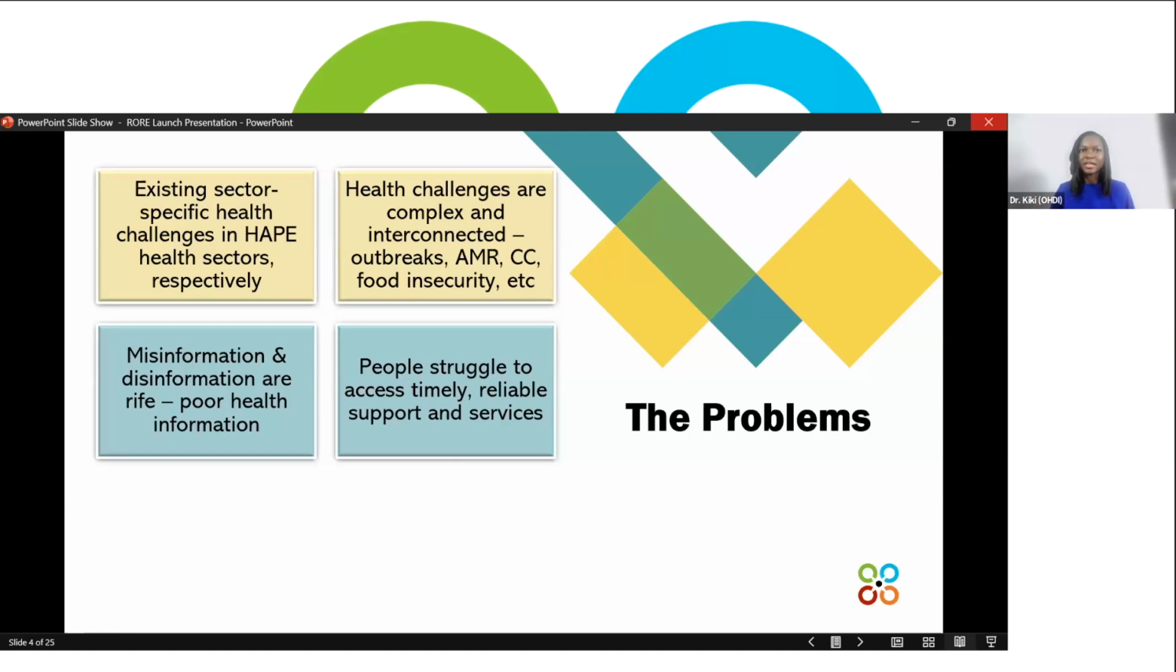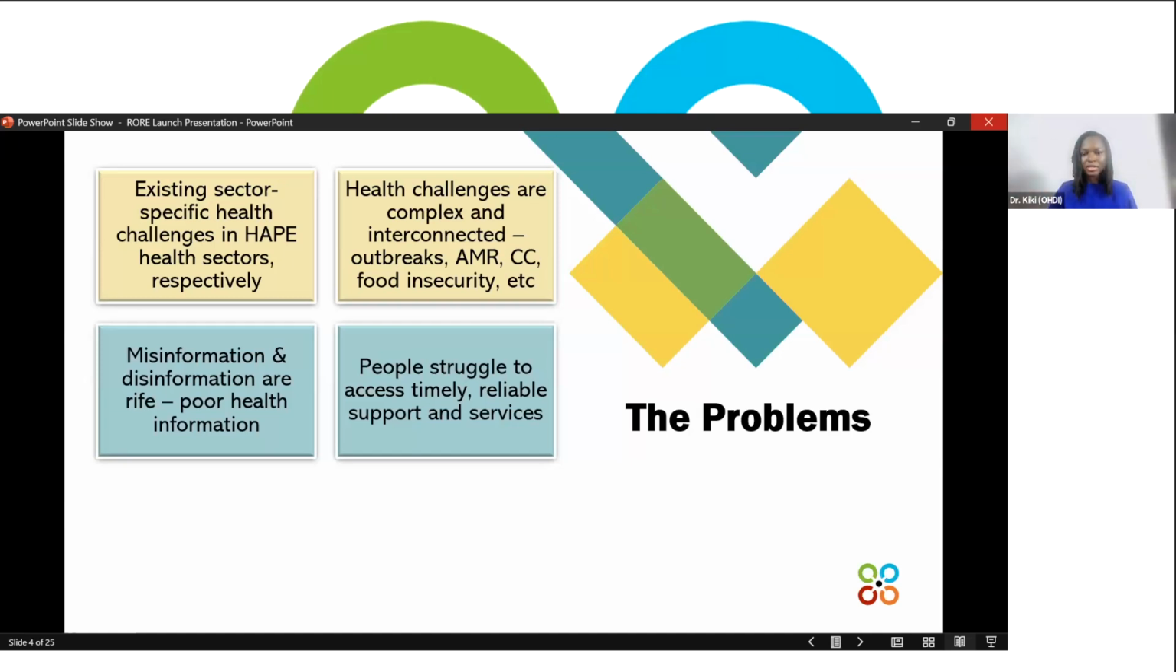How do we access these services? Are they readily accessible? All of these are things that we have seen as challenges and impediments to sustainable health systems that are holistic and attend to the different sectors across the One Health spectrum. So these are things that we have seen on the ground.